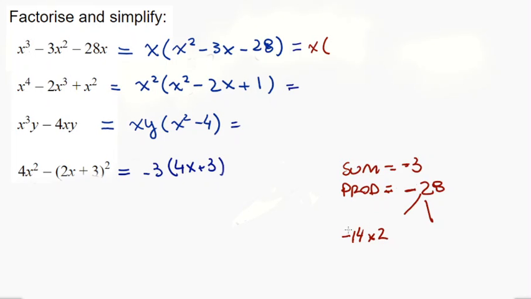But, well, that's not it. If I sum those up, that would be -12. So let's try and get factor 2 here. So -7 times 4. Oh, that's it, right? So -7 times 4 is -28. And -7 plus 4 is -3. So -7 and 4.